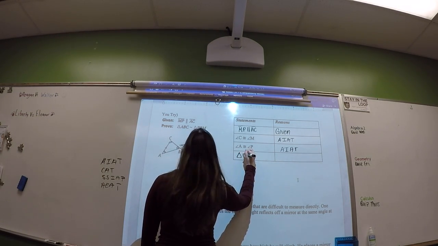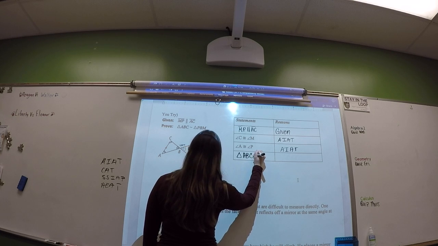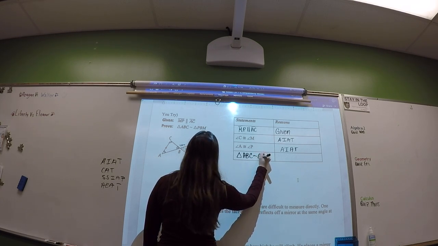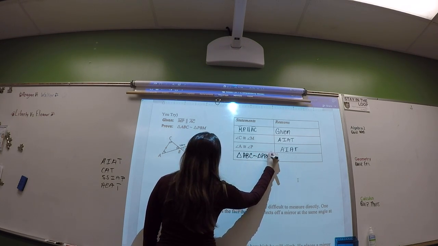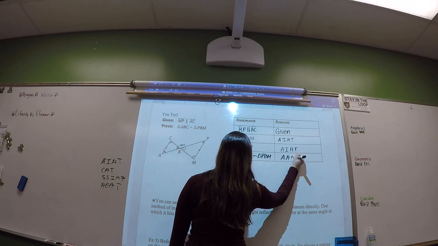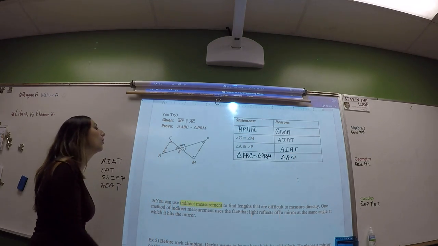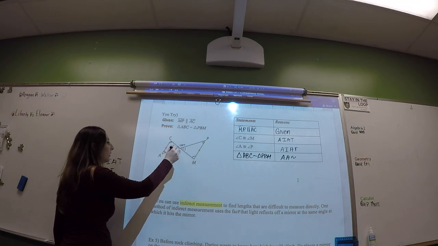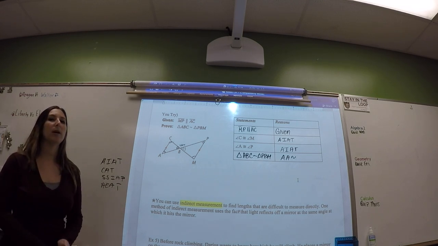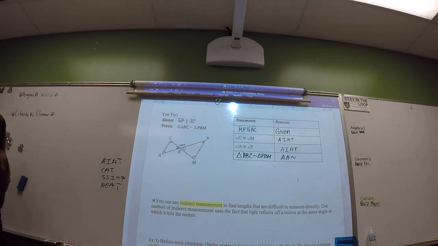Why are the triangles similar? Angle, angle. Similarity, because we have angle, angle. We don't have any sides, so it can't be one of the other ones.